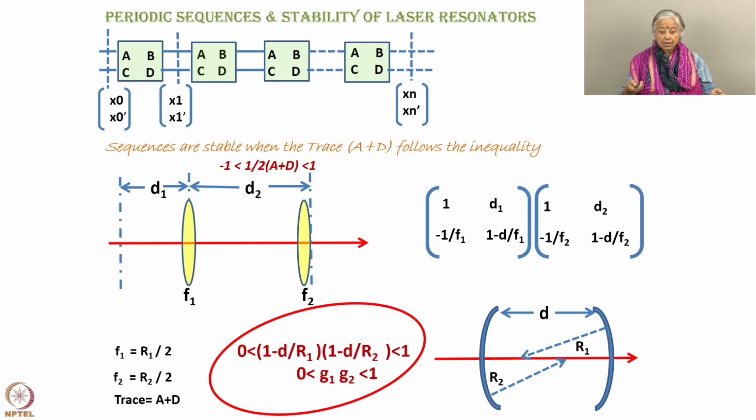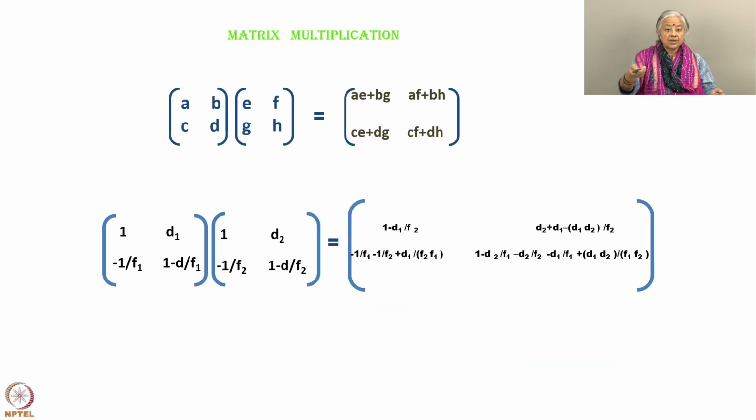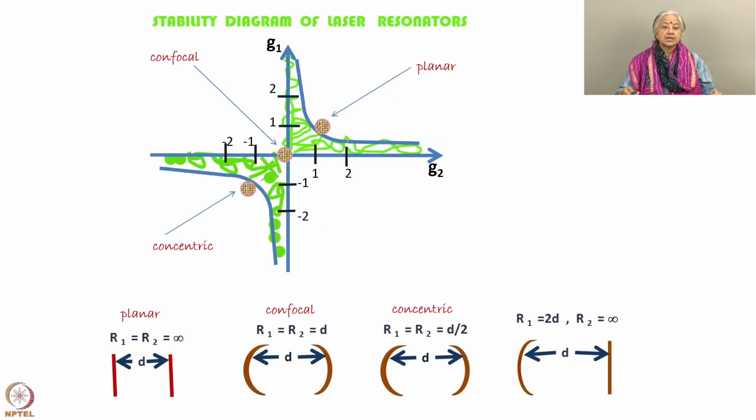Now, let us see what G1 and G2 do in a resonator. This I have already shown you for the matrix multiplication, which you should work out on your own. So, I come to the stability diagram. This stability diagram follows the stability criteria of any laser resonator. This axis is the G1 axis where all the G1 values are put, and this axis is the G2 axis where all the G2 values are put.